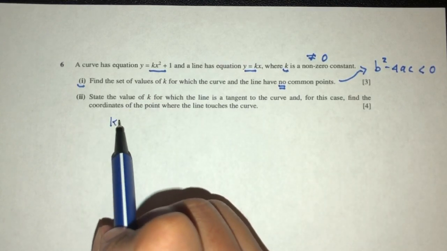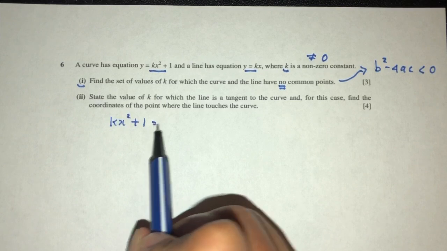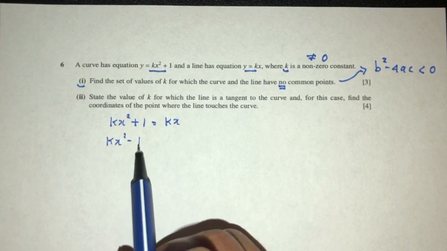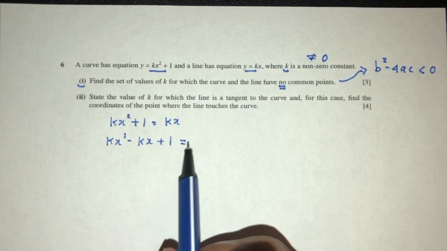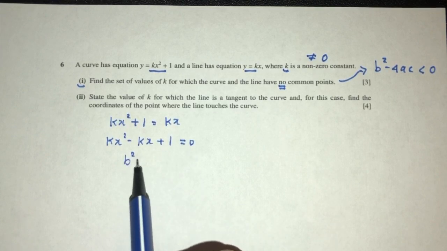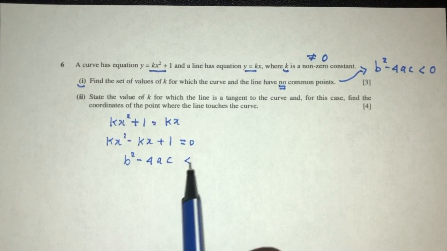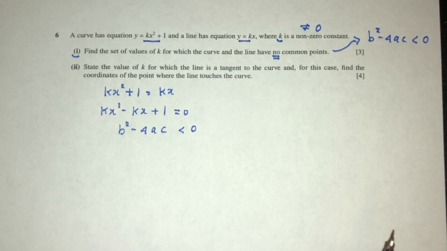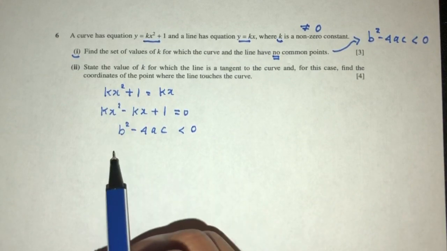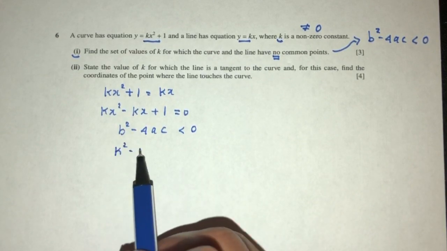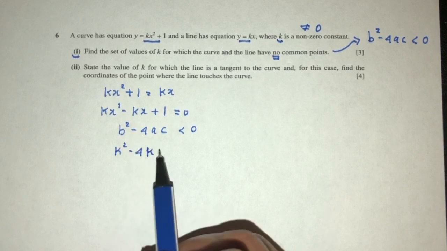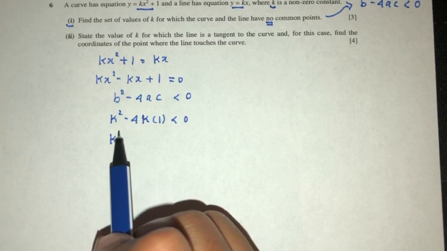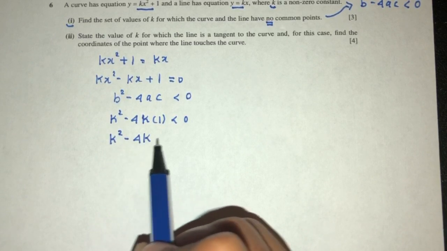So on one side you will have this one equal to kx. Send everything to one side, you will have kx squared minus kx plus 1 equal to 0. So we know b squared minus 4ac has to be less than 0 because we are trying to find the k for which they have no solution. So b squared is k squared, minus 4 times k times 1. Okay, so here you can see we have k squared minus 4k less than 0.